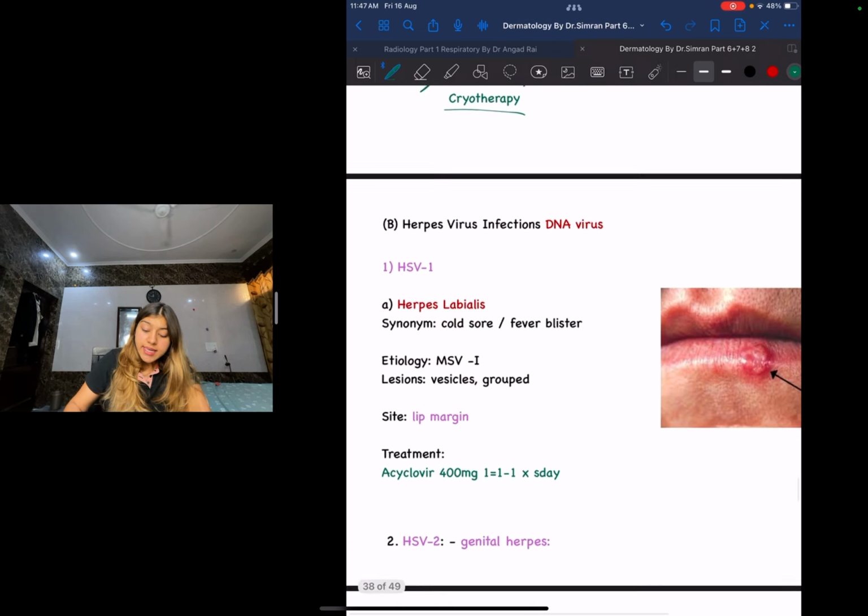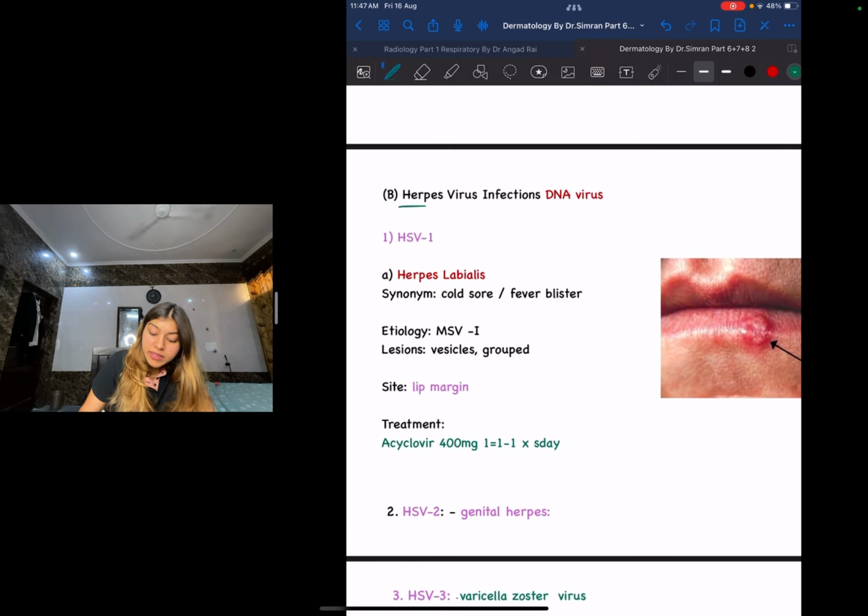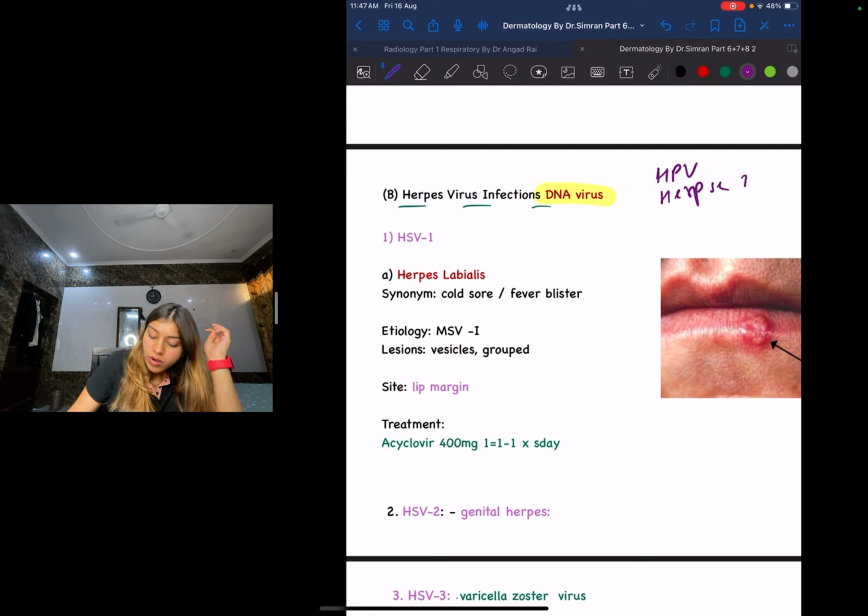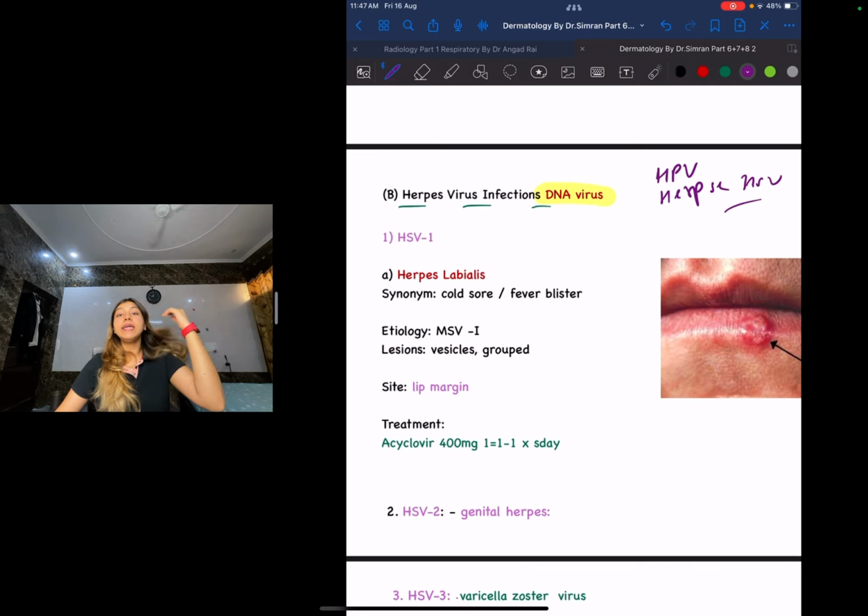Next guys, let us talk about herpes virus infections. Okay, we're going to talk about herpes virus infections. Again guys, herpes virus is again a DNA virus. So let us write over here what we have seen so far for DNA viruses. One was our HPV and the other one is now our herpes, or HSV, right? These are going to be DNA viruses, okay guys?